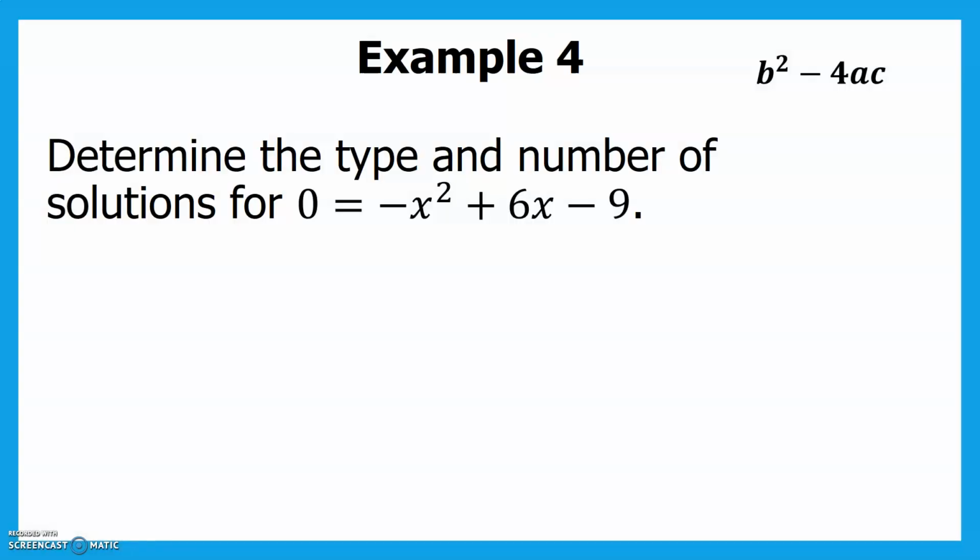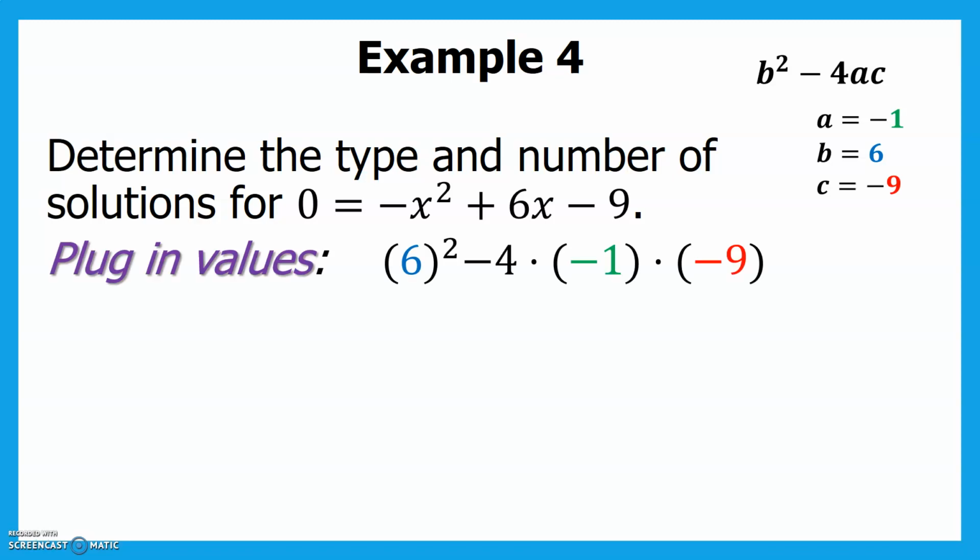All right, example 4. Again, determine the type and number of solutions for 0 equals x squared plus 6x minus 9. A is negative 1, B is 6, and C is negative 9. Plug those values in. You get 6 squared minus 4 times negative 1 times negative 9. Simplify. 6 squared is 36. Negative 4 times negative 1 is positive 4 times negative 9 is negative 36.